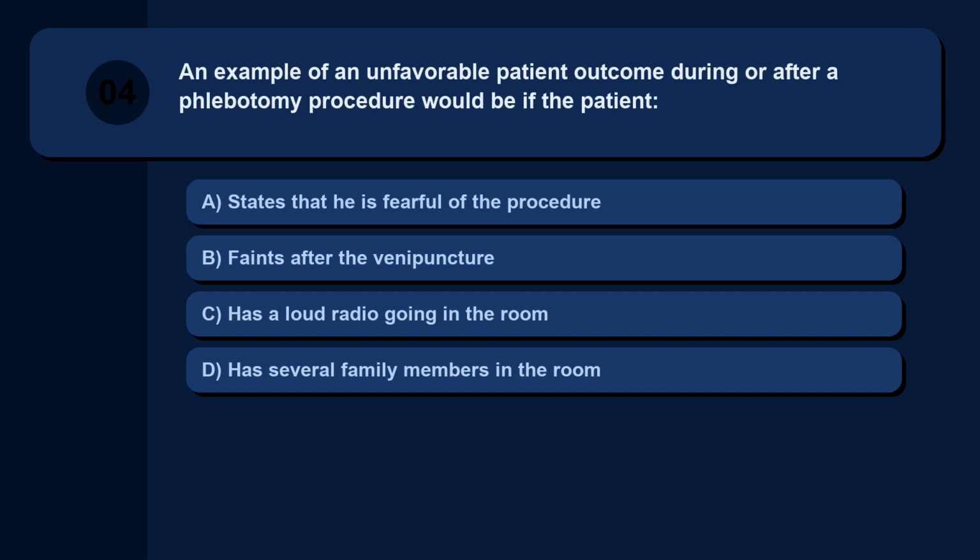Question 4. An example of an unfavorable patient outcome during or after a phlebotomy procedure would be if the patient states that he is fearful of the procedure, faints after the venipuncture, has a loud radio going in the room, has several family members in the room. Fainting, syncope, is a known potential complication of phlebotomy and represents an unfavorable outcome because it can lead to injury or further medical complications.